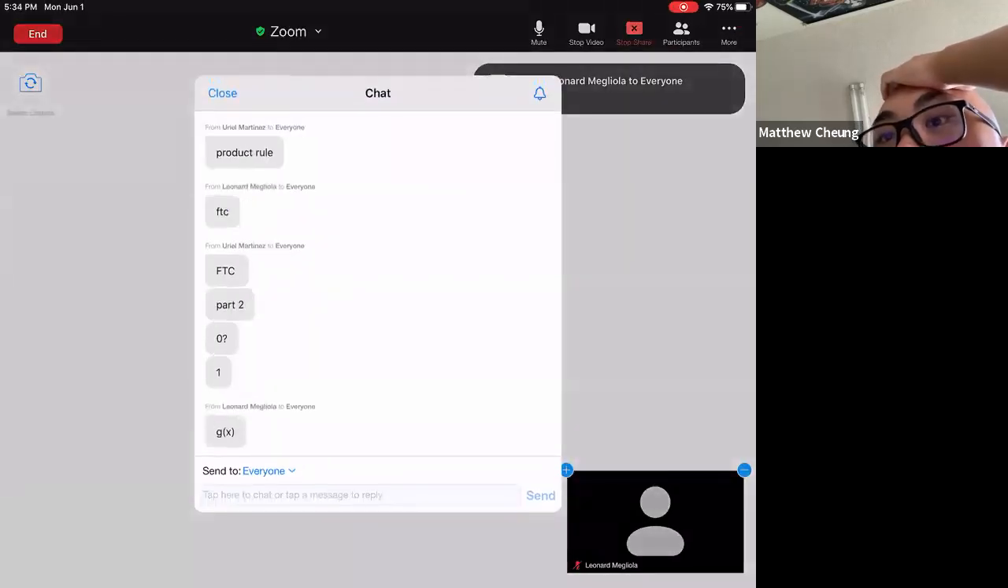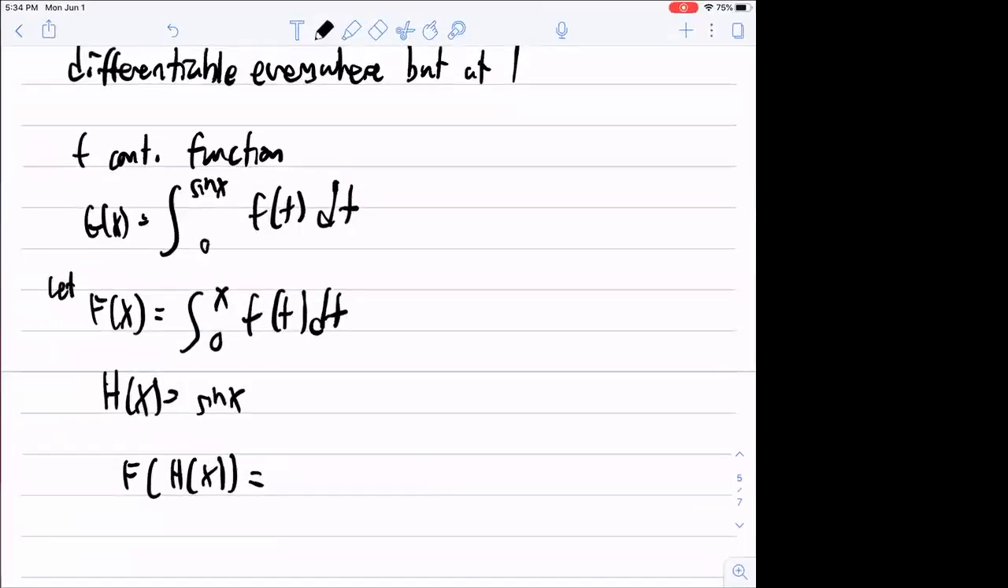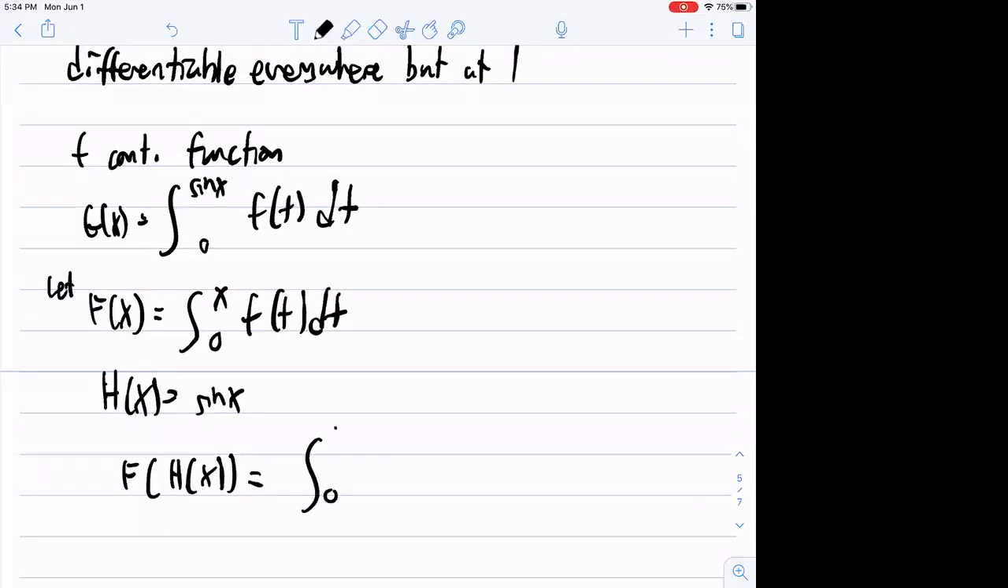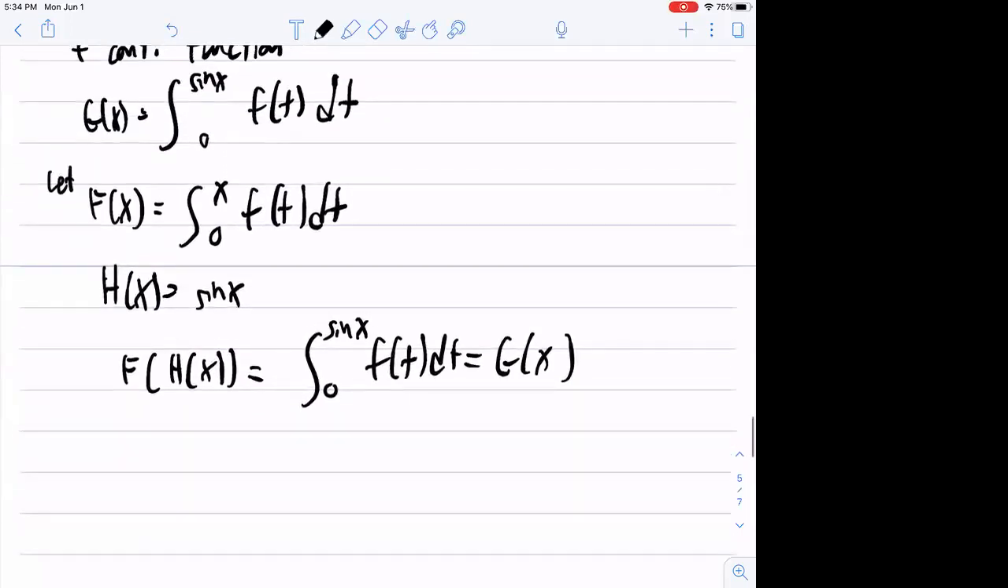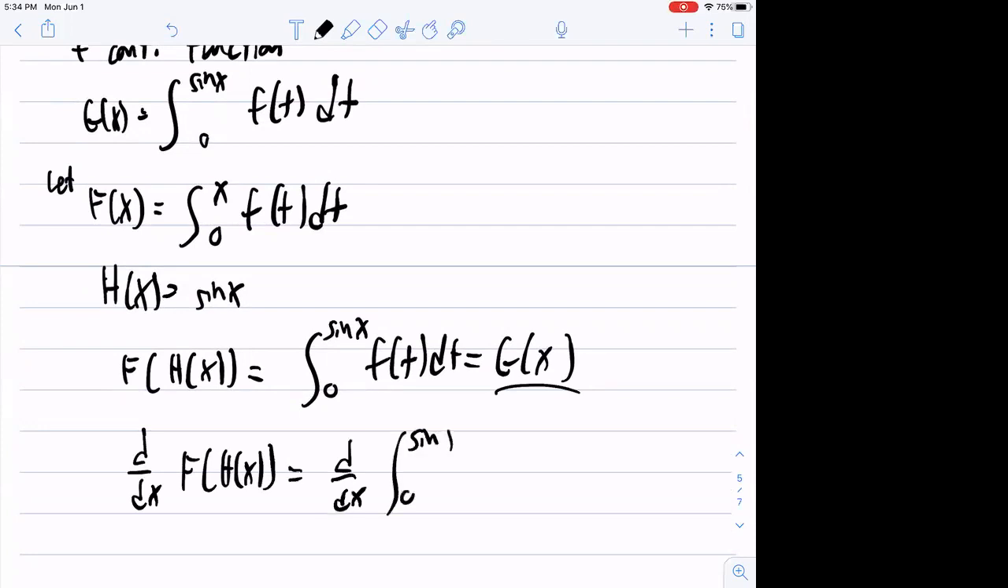Yeah, it's just g, right? It's exactly the integral from 0 to sine x of f of t dt. It's g of x. So I want to find the derivative of g. In other words, d/dx of f of h of x is just d/dx of this, if it exists. A priori, we don't know it exists.